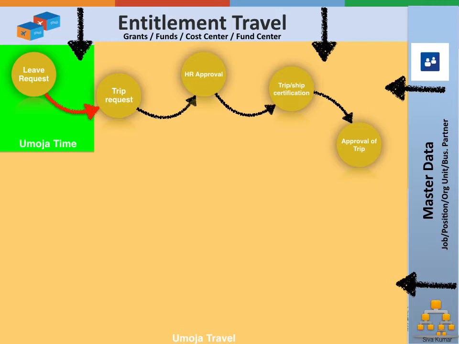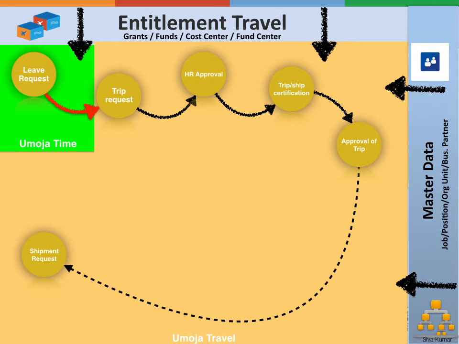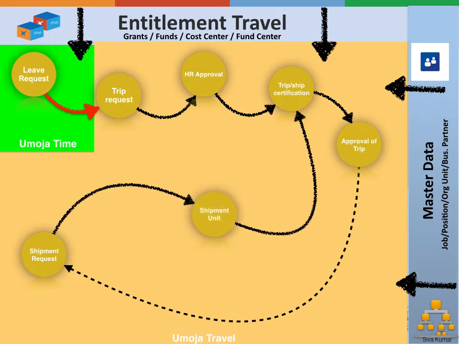Once the trip is approved, the staff member may or may not have the shipment option. The shipment can be based on the approved entitlement travel, or it could be a standalone shipment. Any shipment requested by the staff member goes to the shipment unit for verification, and then it is sent to the travel and shipment approving officer, who is the certification officer, for approving the shipment request. This is the first part of the entitlement travel.